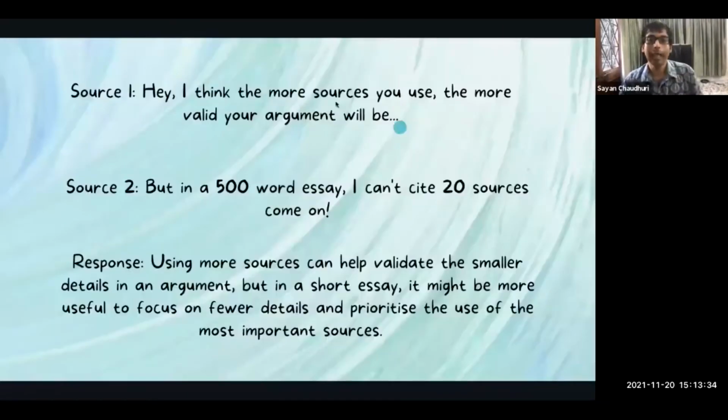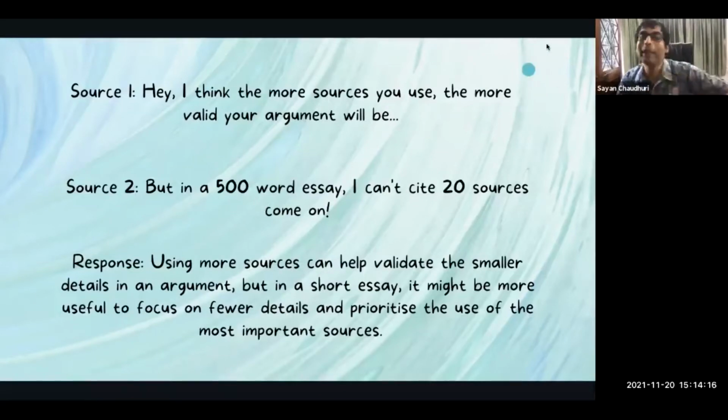For example, what I might say here: one person is saying that the more sources you use, the more valid your argument will be. Second person says, but in a 500-word essay, I can't cite 20 sources, come on. And combining them, I have a perhaps slightly more nuanced idea, which is that using more sources can help validate the smaller details in an argument, which is taking from what the first person is saying. But in a short essay, it might be more useful to focus on fewer details and prioritize the use of the most important sources, right?